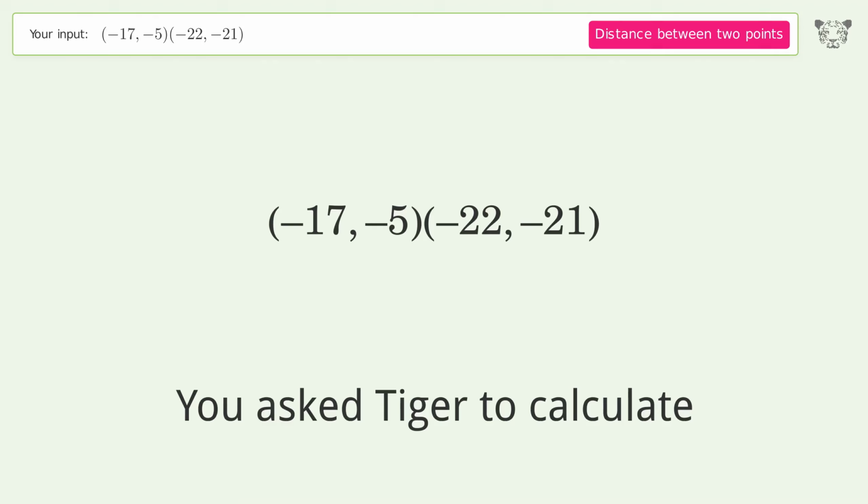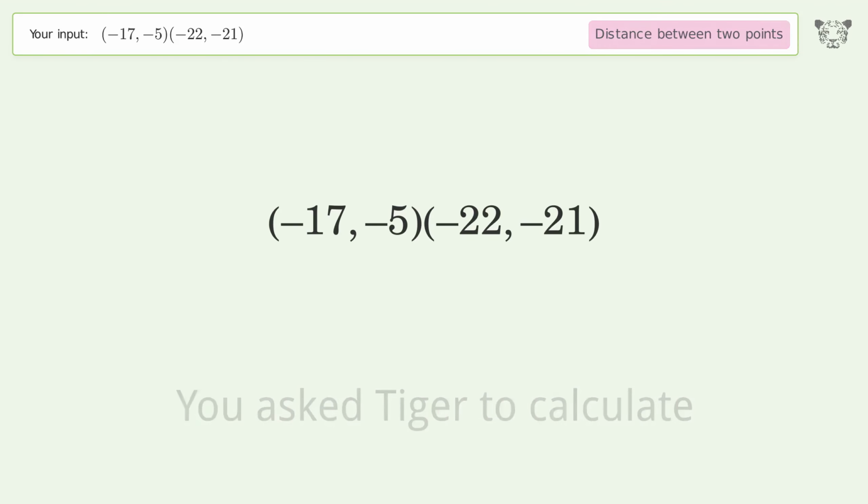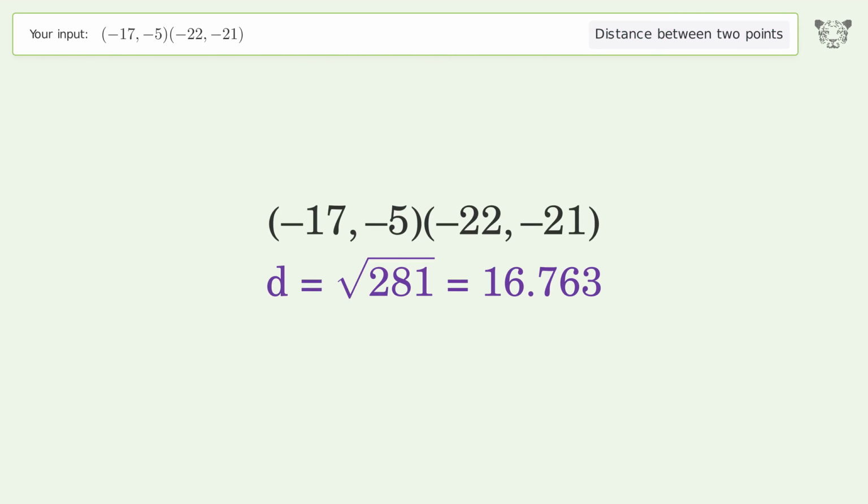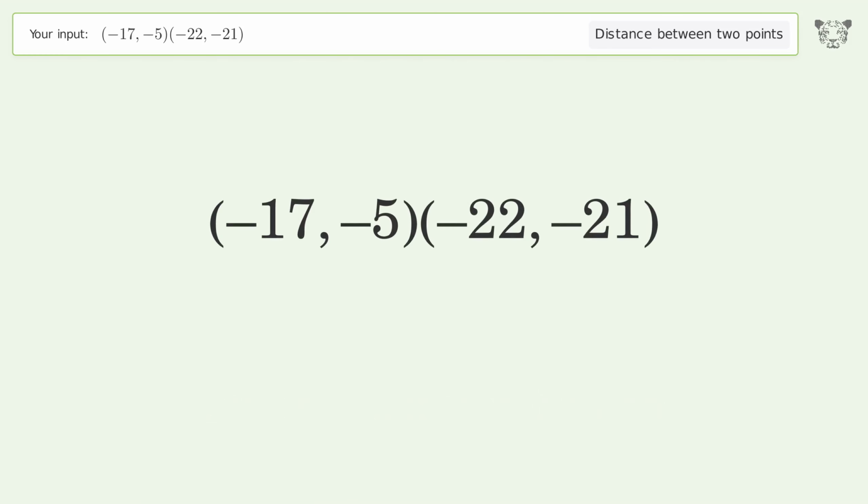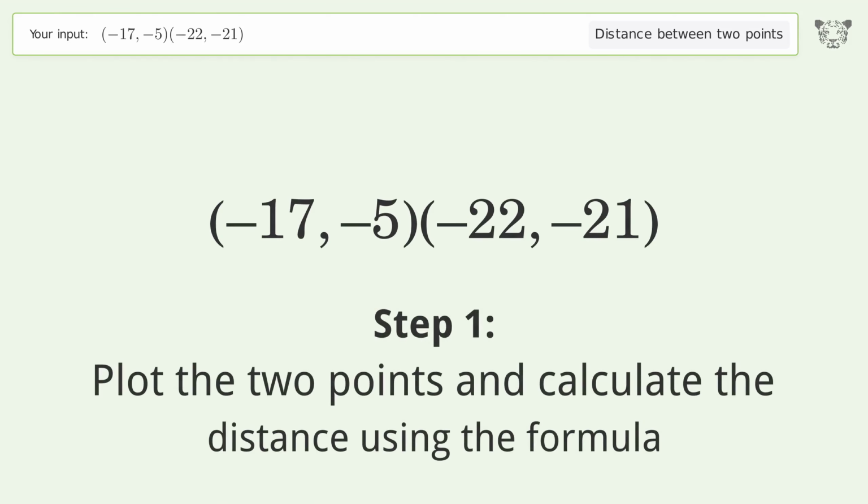You ask to calculate the distance between 2 points. The distance between the 2 points is the square root of 281, or 16.763. Let's solve it step by step. Plot the 2 points and calculate the distance using the formula.